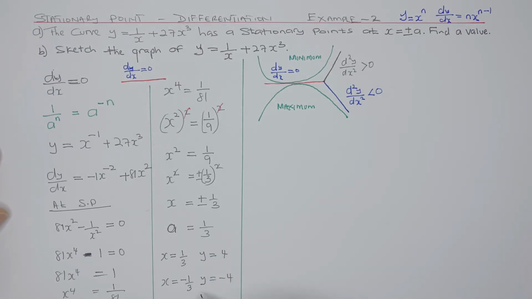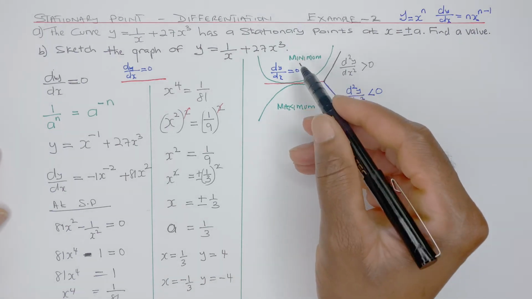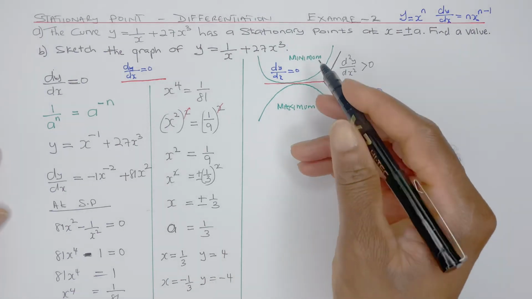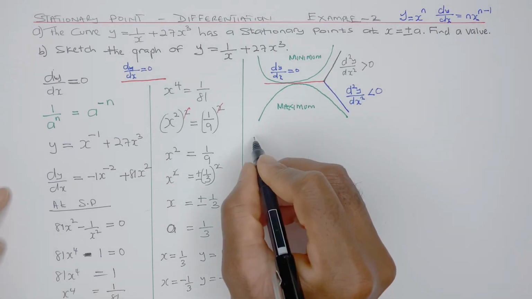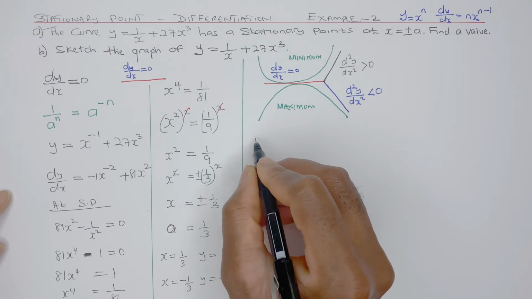So that's what we're trying to determine with these 2 points. Each of these is a coordinate. One of these coordinates is a minimum or maximum, and the other is a minimum or maximum. So that's what we're trying to determine. We then need to find d²y/dx².